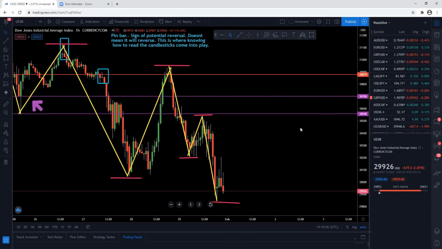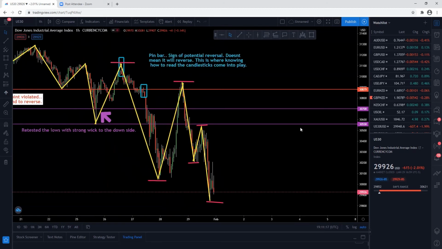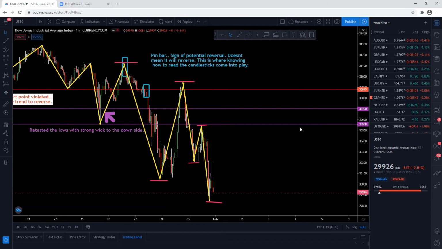As you can see, the chart has created lower lows and lower highs. Here are the lower lows. And here are the lower highs. That's a great indication that the market will continue in a bearish move. The previous resistance was never violated in order for the chart to reverse in the opposite direction and go bullish.